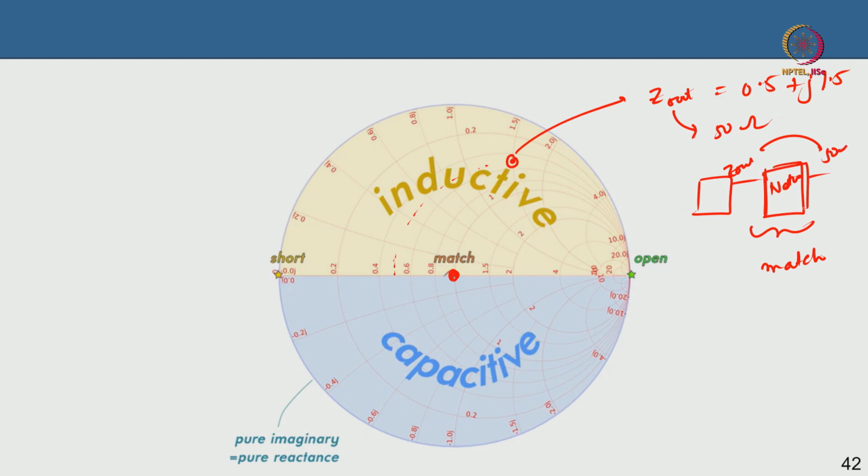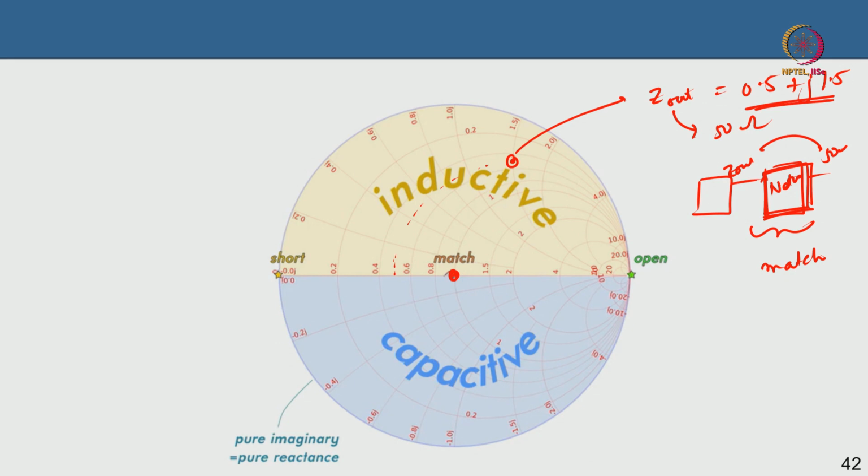This matching network will transform the output impedance of the transistor, whatever it is, in this case this, to 50 ohm. That is your matching network, the output matching network, and there could be an input matching network also, by the way. This is called impedance matching.